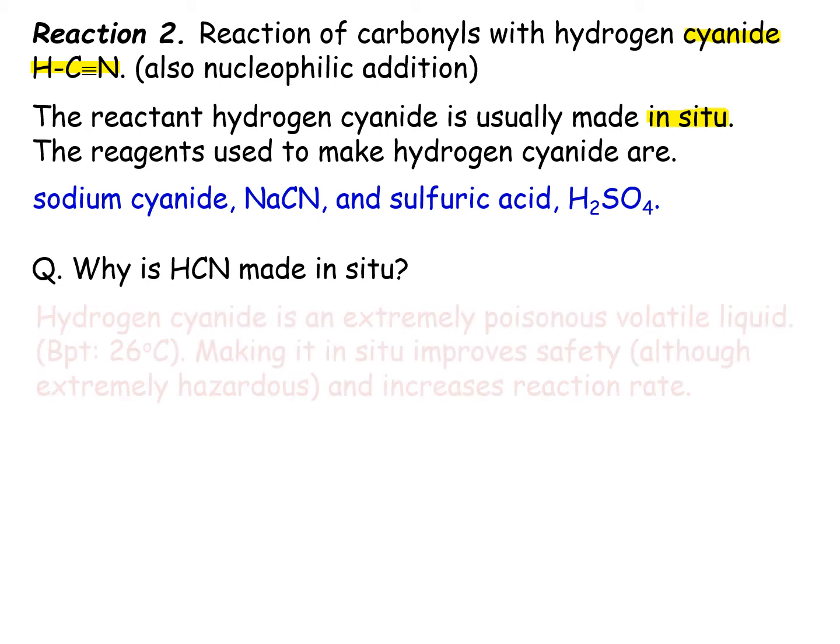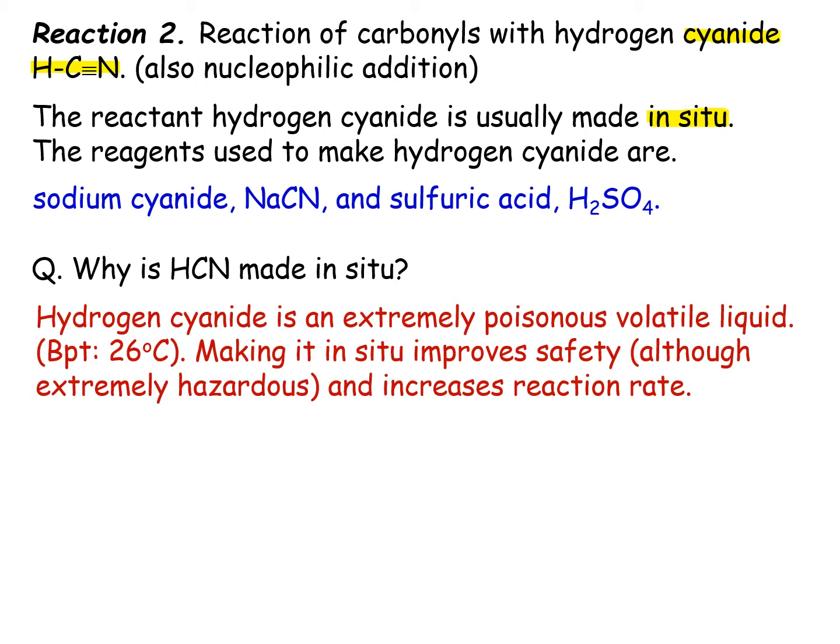Hydrogen cyanide is an extremely poisonous, volatile liquid. Look at the boiling point, 26 degrees centigrade. Think about the temperature of the lab. Room temperature is typically 20 degrees centigrade. Standard temperature is 25 degrees centigrade. So HCN, it's not going to take much to turn that into a gas, and you don't want to inhale that. So you'd certainly be doing this reaction using a fume cupboard.